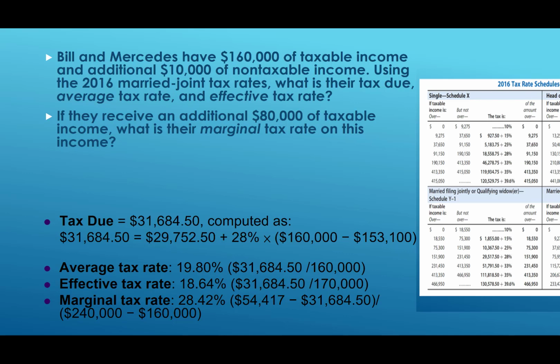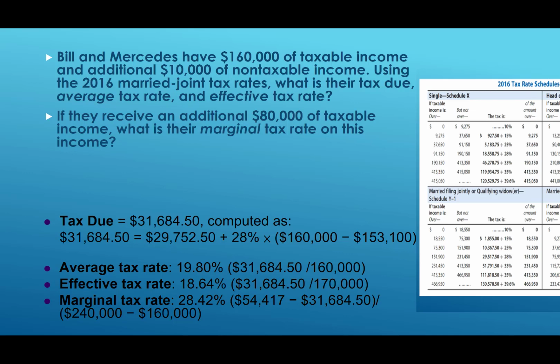So using the 2016 married filing jointly tax rates, what is their tax due, their average tax rate, and the effective tax rate. And then we'll also talk about marginal tax rate if they got an additional $80,000. Okay, so tax due is pretty easy. You go ahead and they made what?